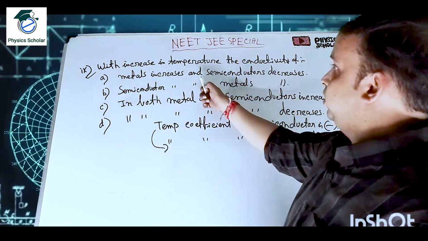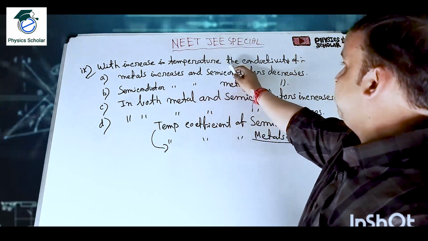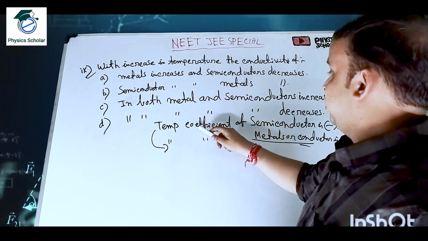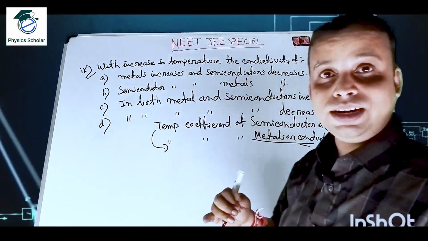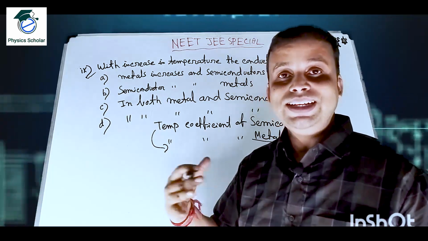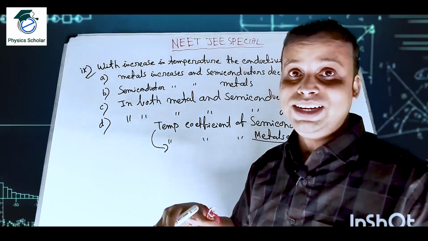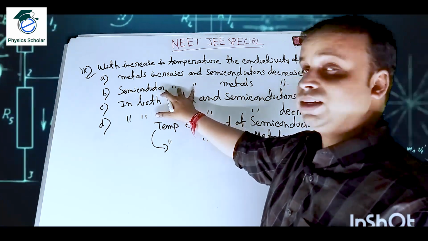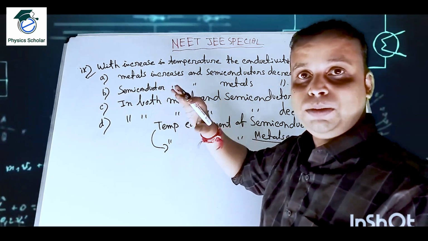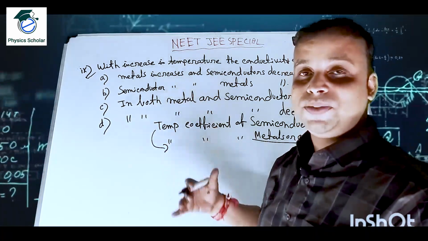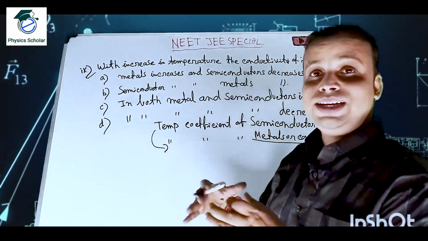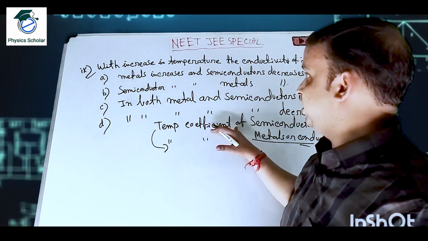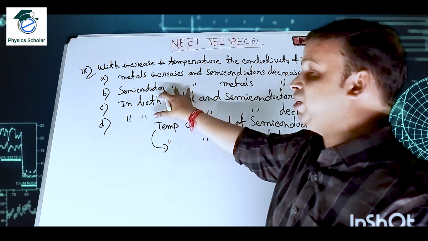So that means what? With the increase in temperature, the conductivity of semiconductor increases. Clear? Because what? The resistance in case of the semiconductor, if we increase the temperature, then what will happen? The resistance will also decrease. Clear? As the resistance decreases, that means an increase in what? Increase in conductivity. Clear? Conductivity is reciprocal to the resistivity. So if the temperature increases, the resistivity will decrease, and as a result the conductivity will increase.